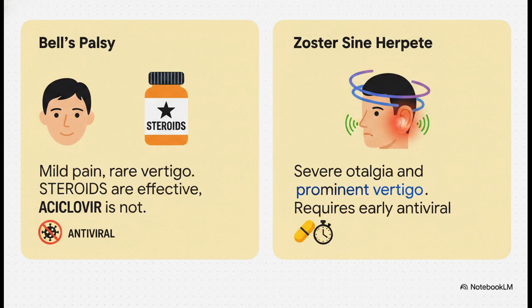Zoster sine herpete, on the other hand, comes with severe otalgia, prominent vertigo, and sensorineural hearing loss. Misdiagnosing occult zoster as Bell's palsy means you are missing that critical therapeutic window for early antivirals. You really have to actively hunt for those differentiating features.